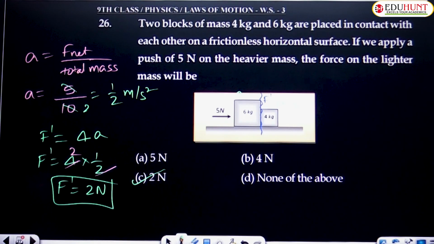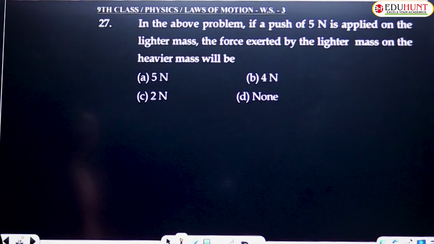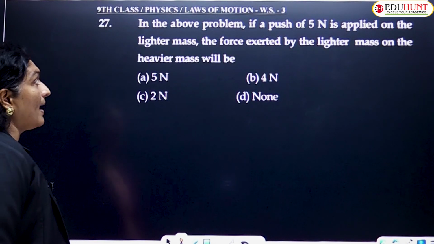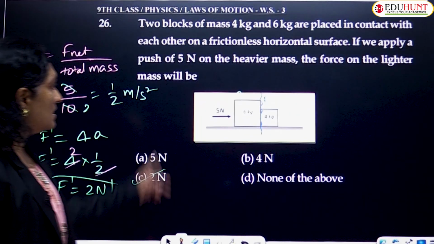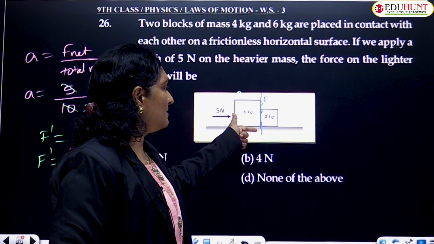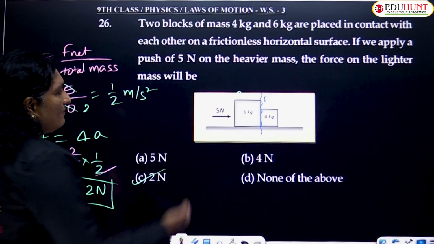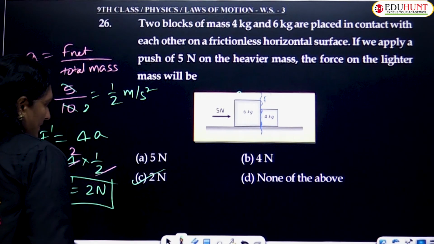That's it, children. Now moving to the 27th question. So what is the 27th question? In the above problem, the same problem, if a push of 5 Newton is applied on the lighter mass, something different. So here 5 Newton is applied on the 6 kg mass, because it is the heavier mass. Now the same numerical, but the 5 Newton force is applied on the 4 kg mass.